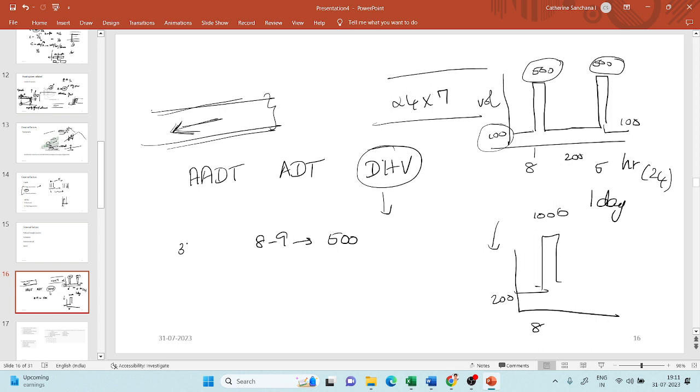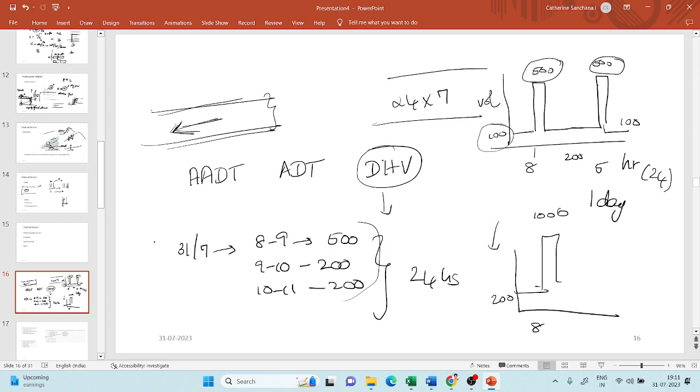Say, 31st July. 8 to 9 o'clock, it is 500. 9 to 10, it is 200. 10 to 11, it is 200. Like that, I will write it for one day, all 24 hours. Okay, how much is the traffic that is going to come on the pavement for each hour?